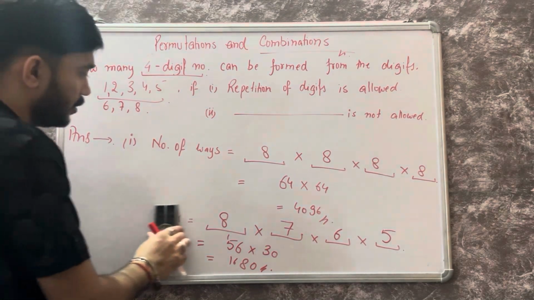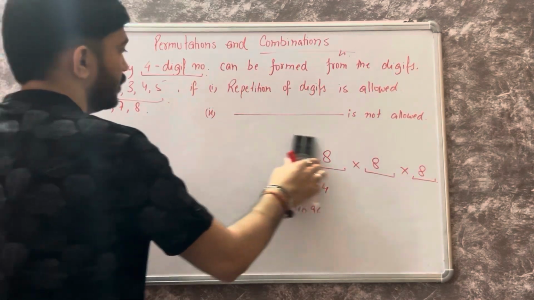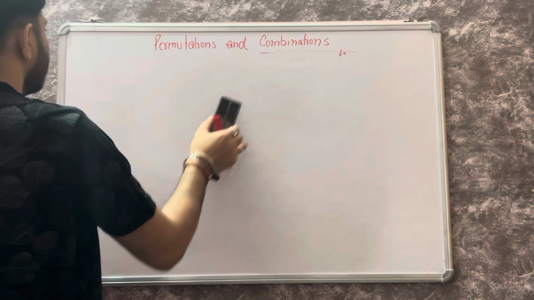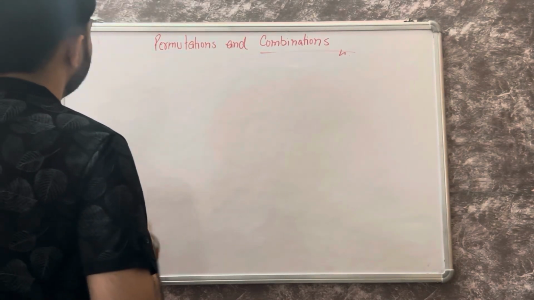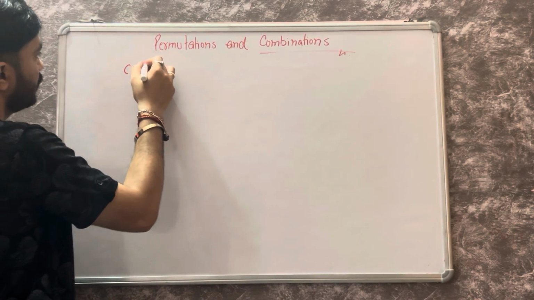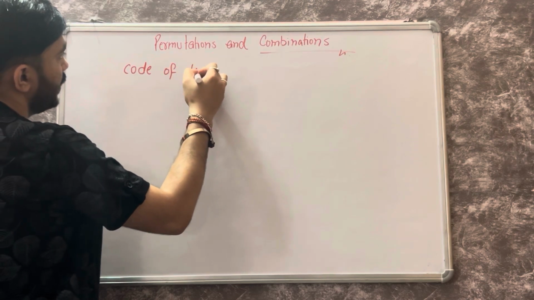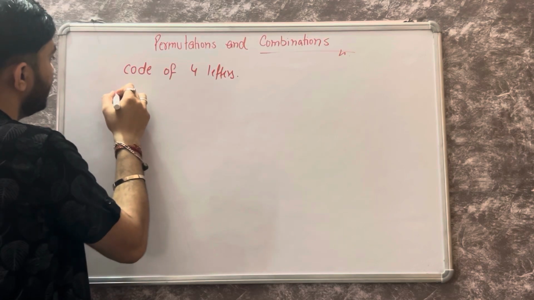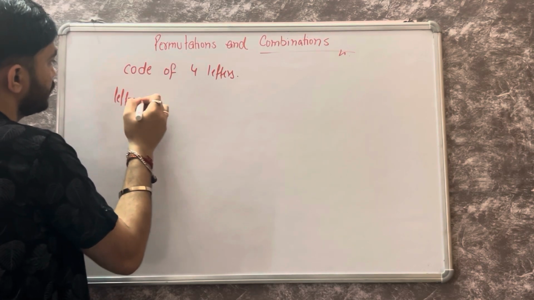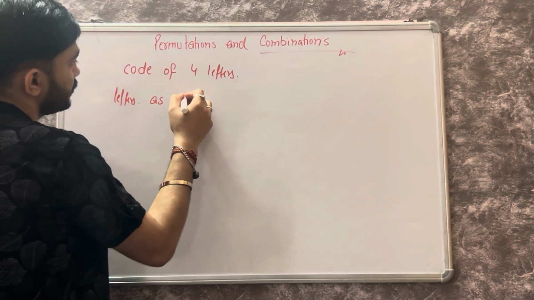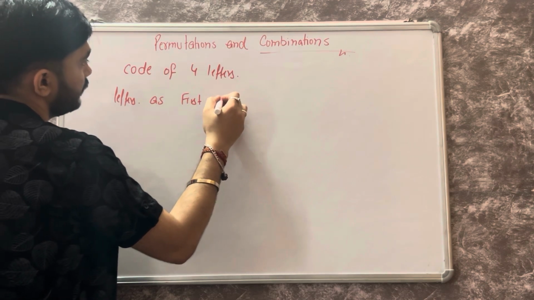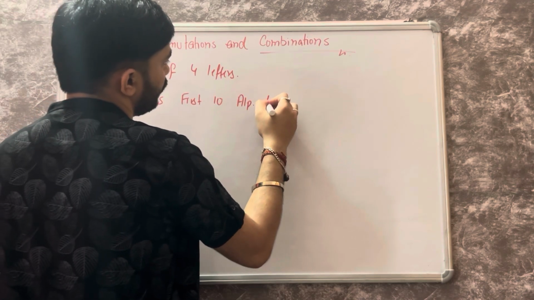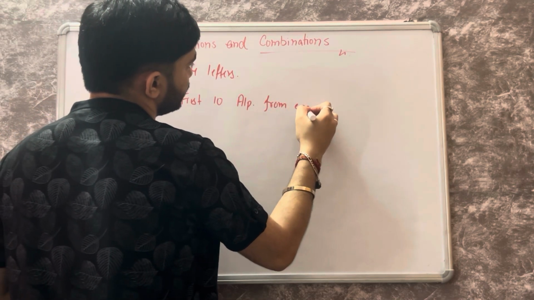Now let us move forward to the next question. The next question given to us is, what if we have to make a code of 4 letters and you can choose the letters as the first 10 alphabets from the English language.